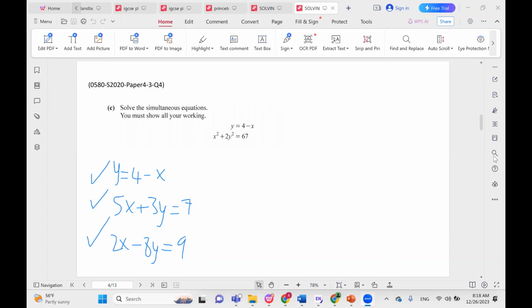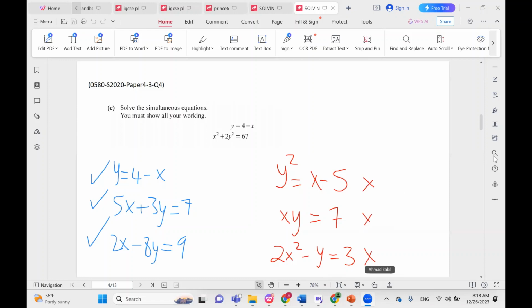However, there are other types of equations which are non-linear, like, for example, y squared equals x minus 5, xy equals 7, 2x squared minus y equals 3. Anything that has x power 2 or y power 2 or x multiplied by y is a non-linear equation. So if we have a non-linear equation, we must use substitution. We cannot use elimination. And fortunately for us, this is the video that explains substitution.